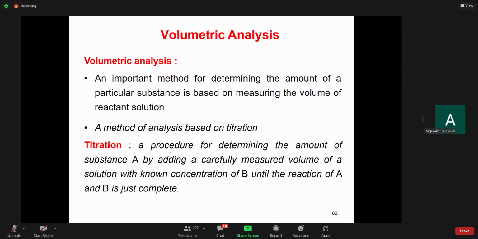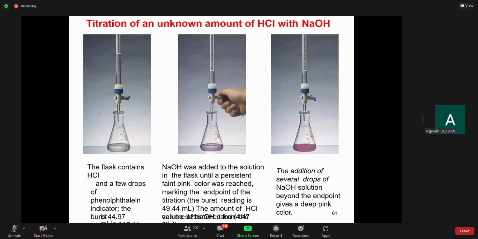So titration is a process that helps you to determine the amount of one substance by reaction with another substance. When we do the titration, we carefully measure the volume of the known substance B, and we stop the reaction at the point where the reaction between A and B is just complete. It looks like that.